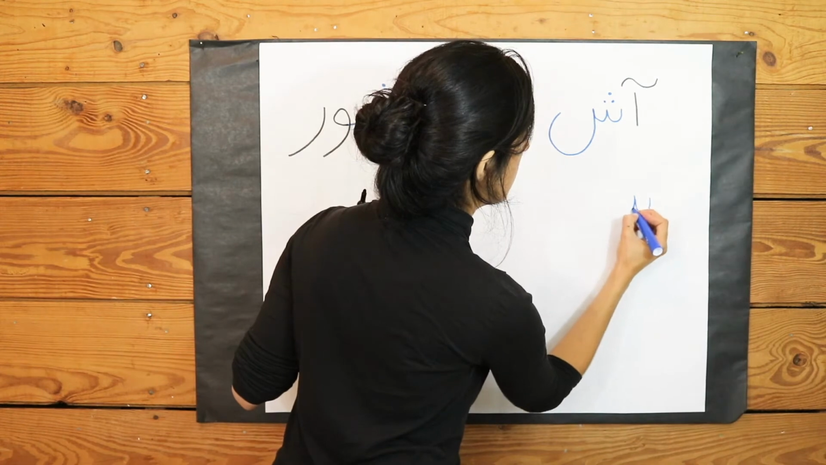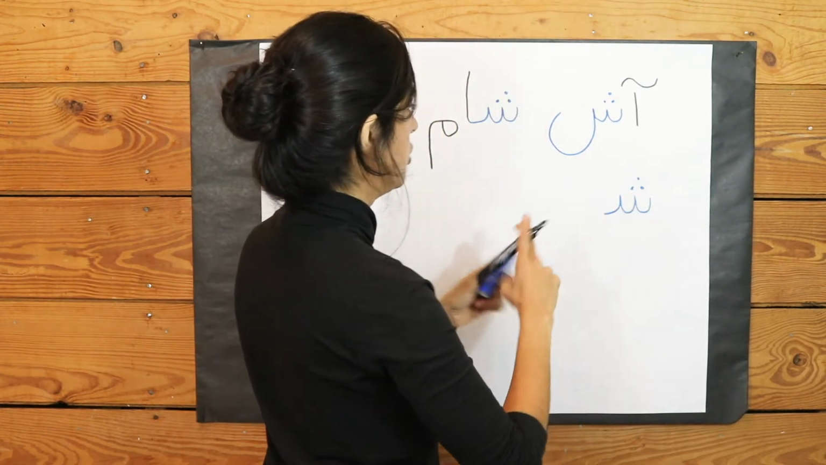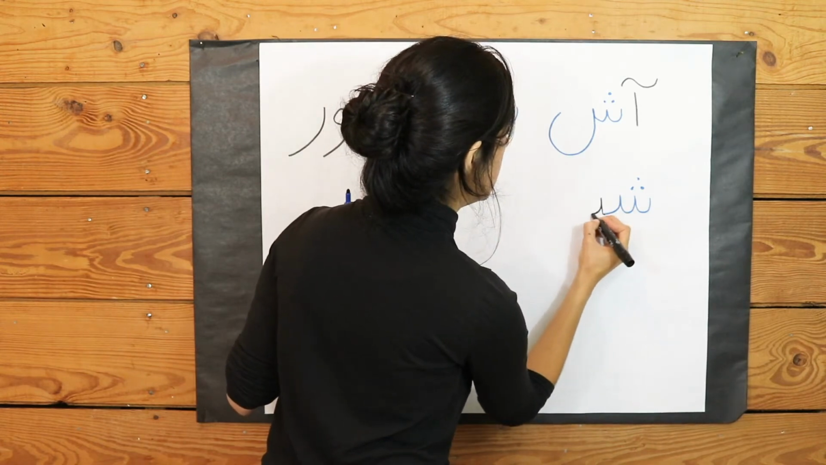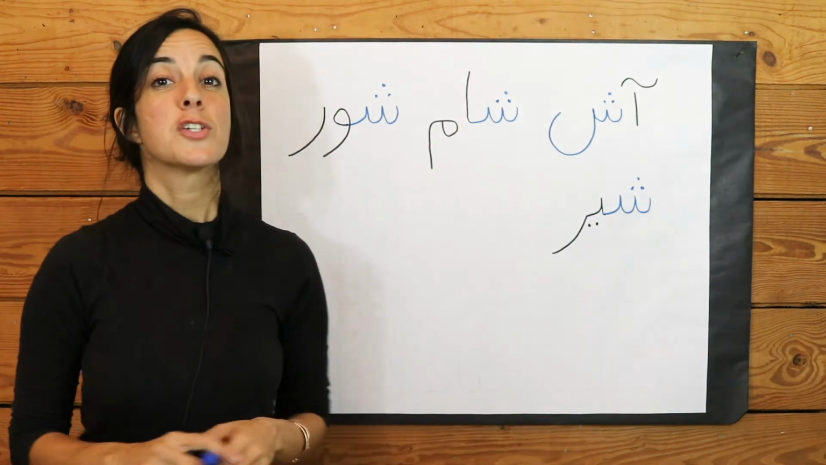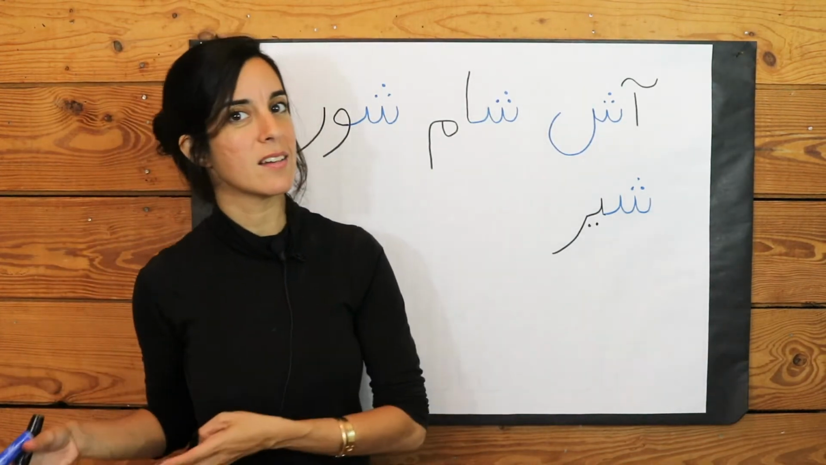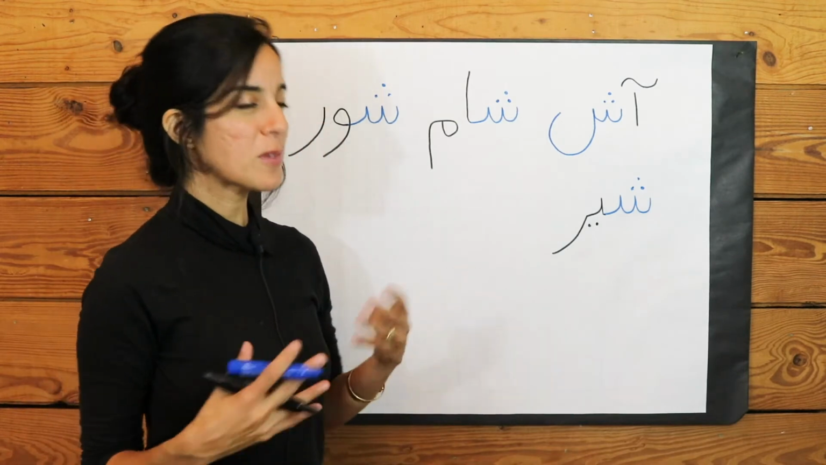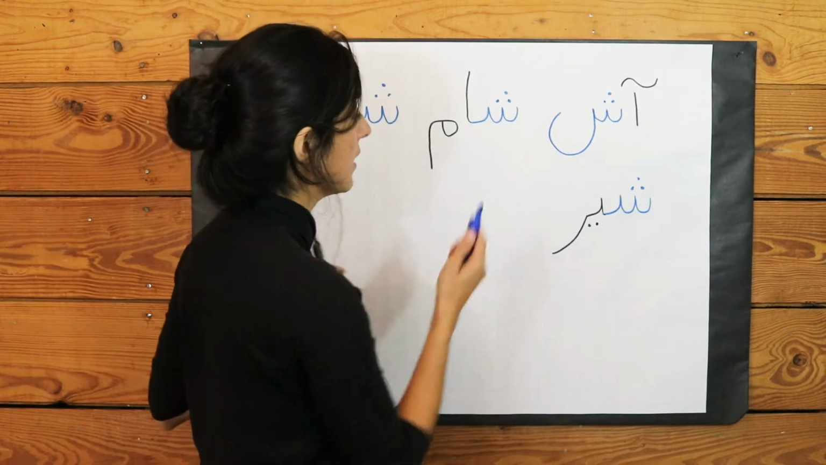Next, this is a fun word. She with an I and a re is shir. And it's fun because it either means milk or lion. And those 2 words are unrelated. Use context clues. But shir in Persian means both milk and lion.